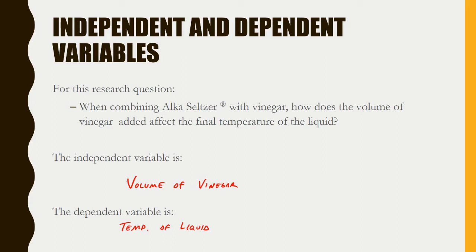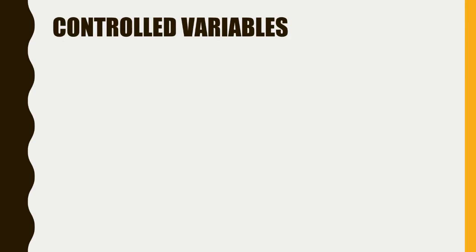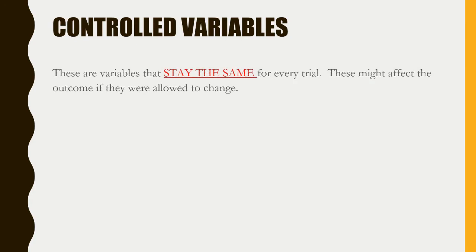All right, now that we've talked about independent and dependent variables, let's talk about another type of variable, which is known as controlled variables. Controlled variables are the variables that stay the same for every trial, because these might affect the outcome if they were allowed to change. For example, with the Alka-Seltzer, one thing that could change is if you don't make sure you have the same size tablets. Or with the volume, if you have a little bit of water in there to start, maybe that could have an effect as well.